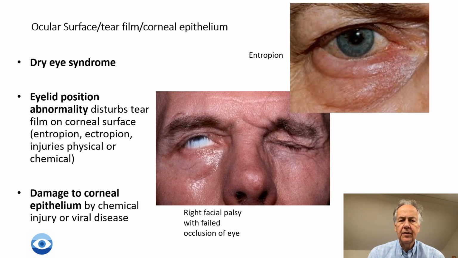The upper image shows entropion, with the lower eyelid rolled inwards, so lashes touch the cornea, causing long-term abrasion of the corneal surface. The lower picture shows a patient with right facial nerve palsy, so attempted closure of both eyes fails to close the right eye, leaving some of the cornea exposed and not regularly moistened with tears. Lastly, the epithelium may be damaged by chemical injury or viral disease.